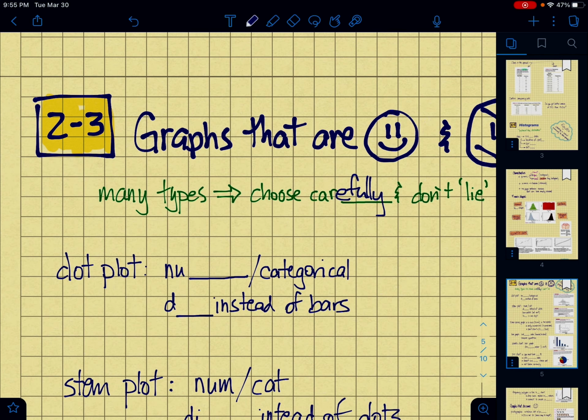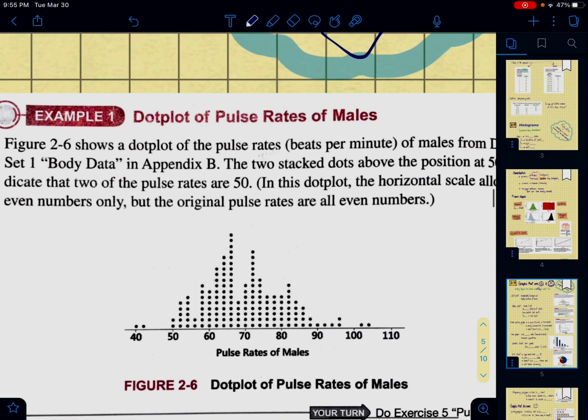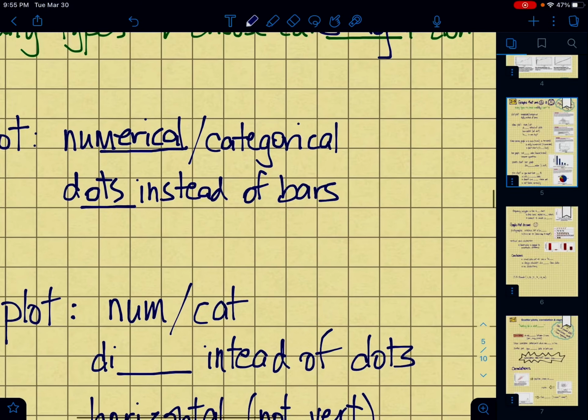All right, we got dot plots. I don't know that you need to write any of this stuff down. I think you know that dot plots are numerical or categorical, but they use dots instead of bars. So again, here we've got pulse rates of males. I don't know what age groups, but you can see the dots there above the different classes. Looks like our class width is 2, because we got 5 classes in each group of 10.